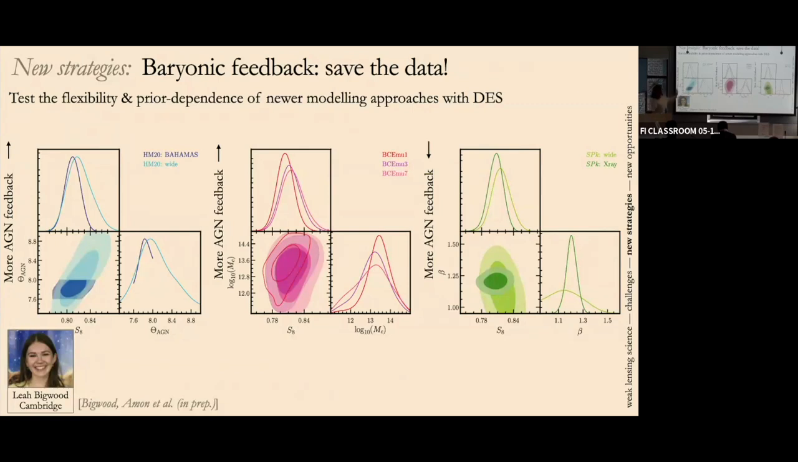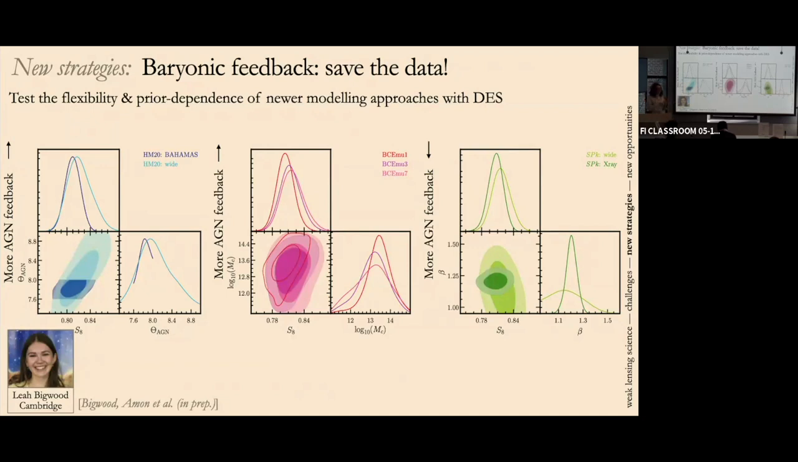So for example, this is that HM code model, and they recommend when you use their model, you use this prior, which brackets the Bahamas hydrosimulation. And so these are typically the results you get. But if you just lift the prior and let the baryon feedback model be more extreme, you can very drastically change your S8 constraints because we probe nonlinear information.